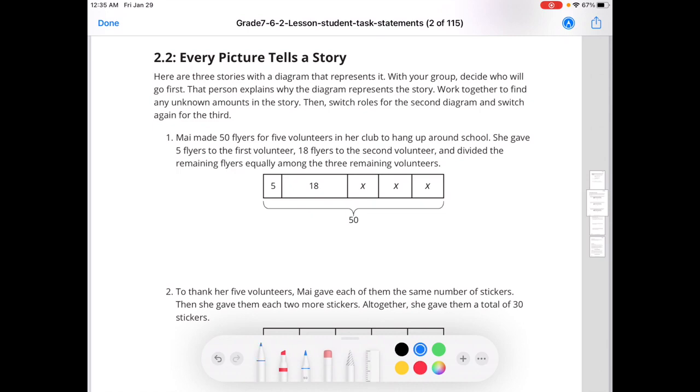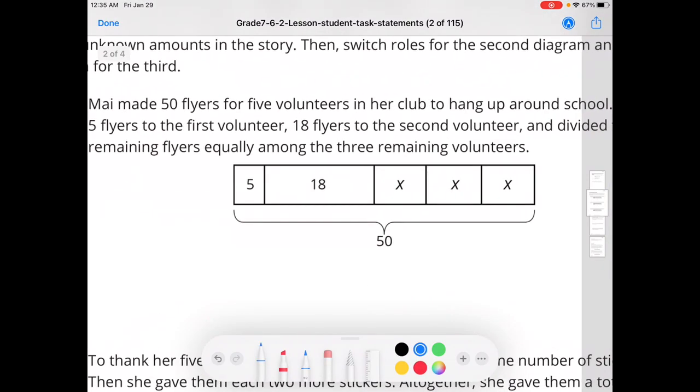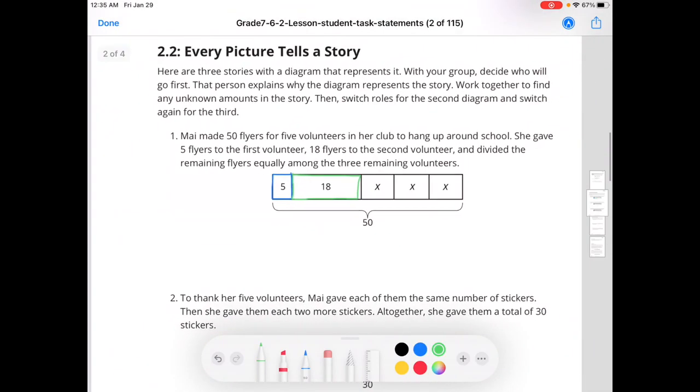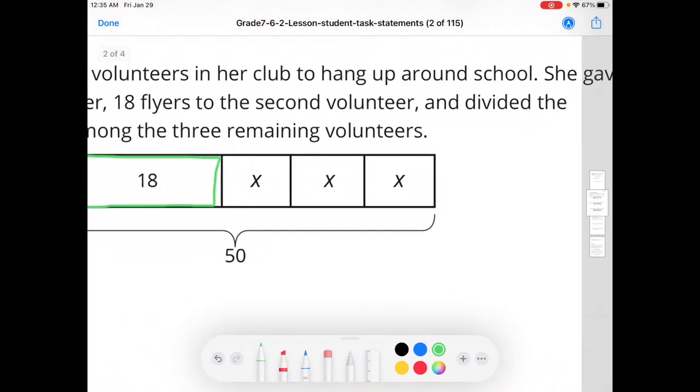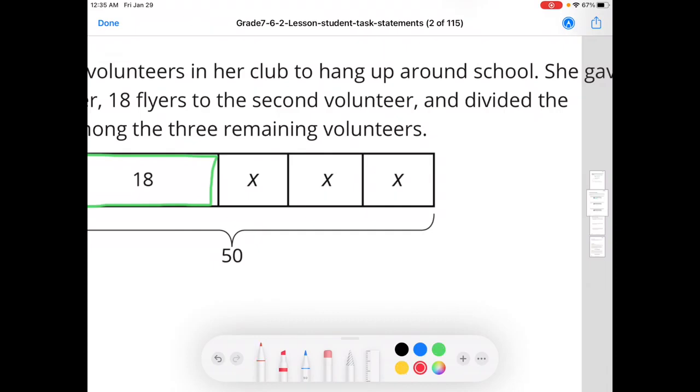So each box here represents a volunteer. The first volunteer that she gave 5 flyers to is our first box. The second volunteer got 18 flyers. And then there were 3 more volunteers, so she split them all equally. That means each of these boxes represents the same number of flyers, which is why they are all labeled with X. Because once X equals a number, then each X equals that same number.